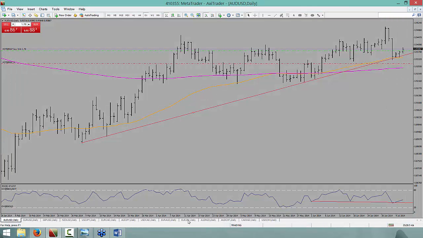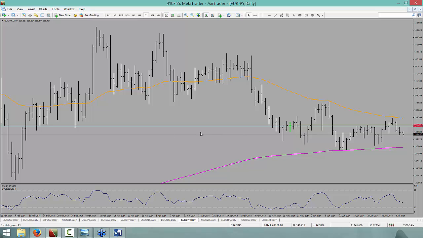Otherwise, yeah, the Euro Yen has got the horizontal resistance, and it's now heading south, with the Japanese yen getting a little stronger there this morning off their data. Yep.